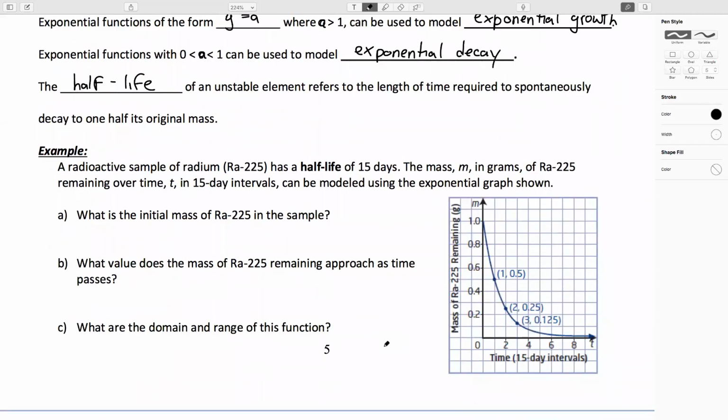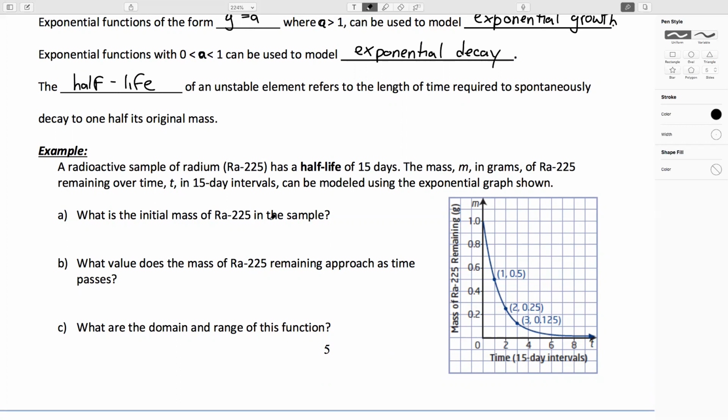A radioactive sample of radium-225 has a half-life of 15 days. The mass m in grams of radium-225 remaining over time t in 15-day intervals can be modeled using the exponential graph shown below. What is the initial mass of radium-225 in the sample? What value does the mass approach as time passes? And what are the domain and range of the function?